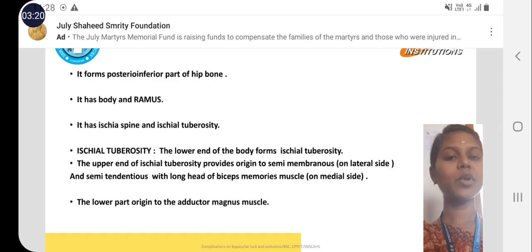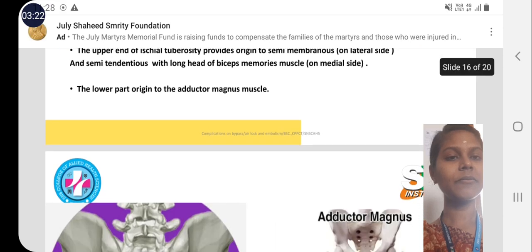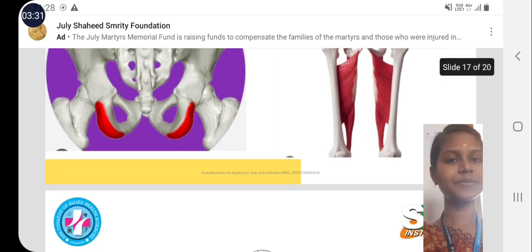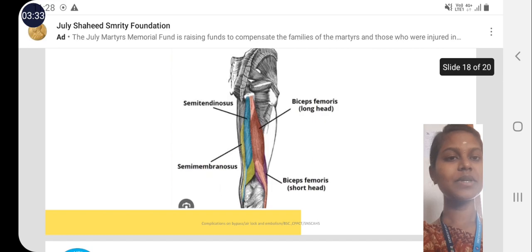The lowest part provides origin to the adductor magnus muscle, and this picture shows the origin of adductor magnus muscle from the ischial tuberosity, and this picture shows the semitendinosus, biceps and semimembranosus muscles originating from the ischium bone.